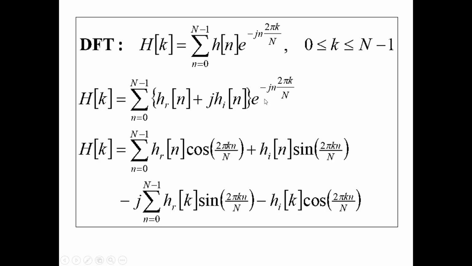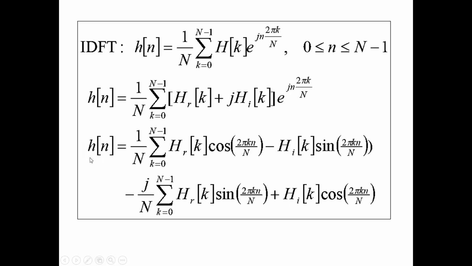Once we break this e to the power minus j term, there will be four terms that come: 1, 2, 3, and 4. These will be the four terms in which h_R[n] is multiplied with the cos value, h_I[n] with the sine value, h_R with the sine value, and h_I with the cos value. So four multiplications are there for calculating one DFT sample. Similarly, for the IDFT, if you break H[k] into real and imaginary parts, there will be four multiplications, as you can very well see.